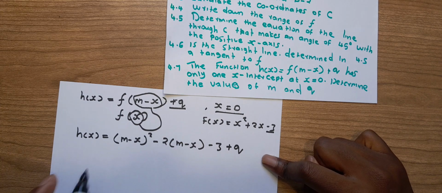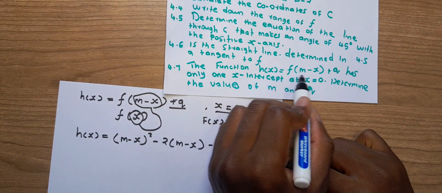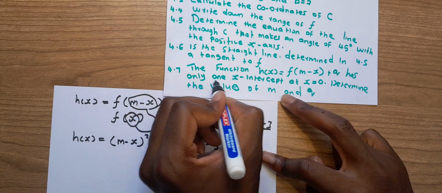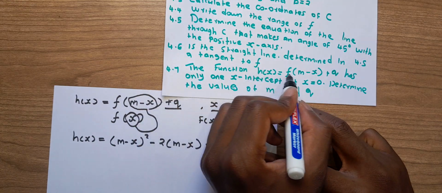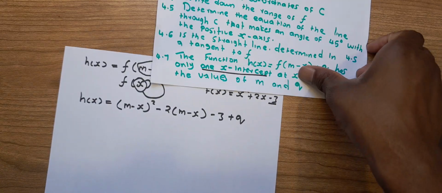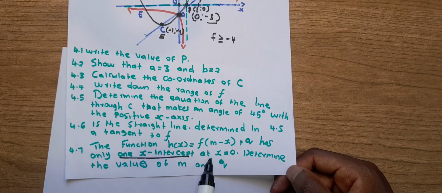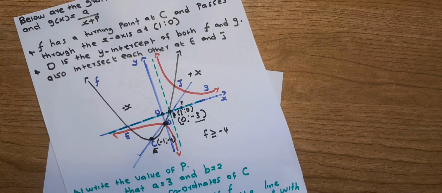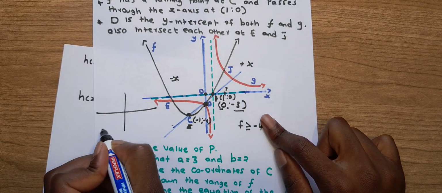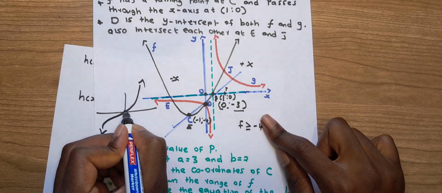So what do we do about it? They say the function h(x) equals f(m minus x) plus q has only one x-intercept. What do we know about the x-intercept? They say that it has only one x-intercept at x equals 0. When something has, let's say we're having this function, and then it only has one x-intercept at x equals 0, right?